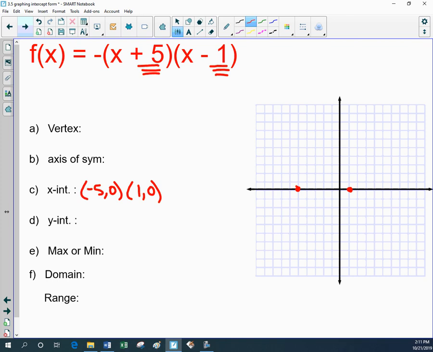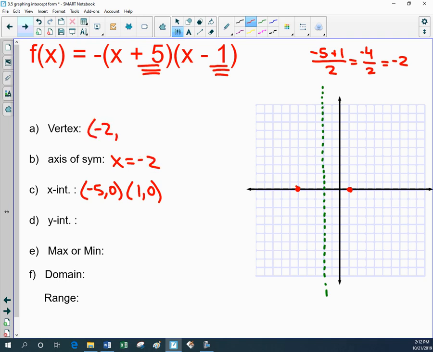Okay, then from the intercepts, we need to find the axis of symmetry. So halfway between negative 5 and 1. So we have negative 4 divided by 2, which is negative 2. So halfway between our two intercepts is negative 2. So we know the axis of symmetry is x equals negative 2, which is also the x coordinate of the vertex. So that's also negative 2.